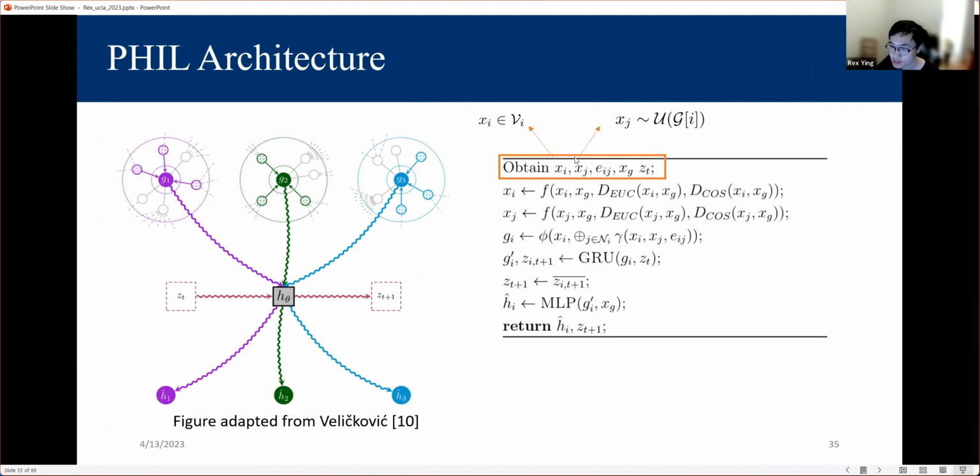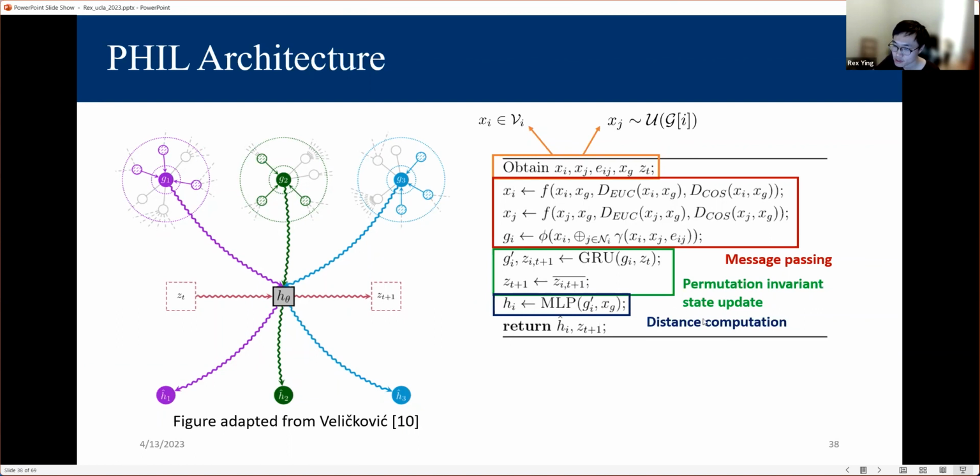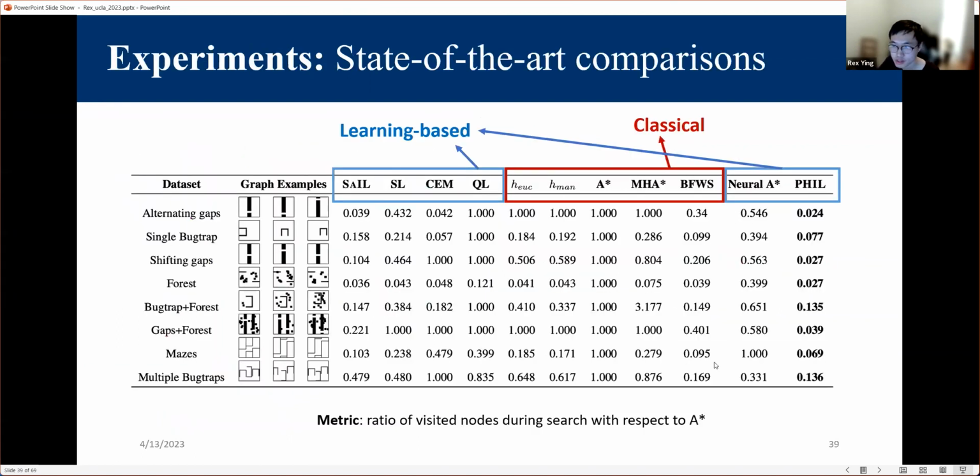Here the input is these fringe nodes. In the second step, we do the message passing, which, as I said, is a standard GNN, and the third step is the permutation-invariant state update. It's the RNN that does the update, and then finally we just use an MLP to make the prediction.